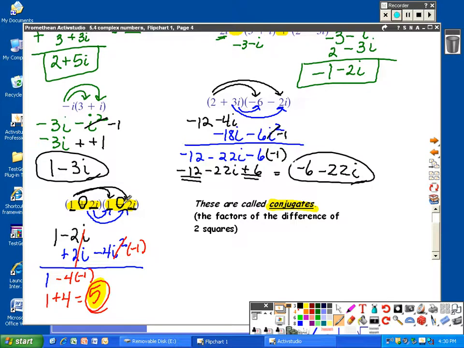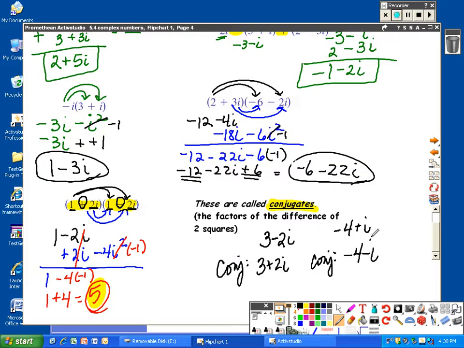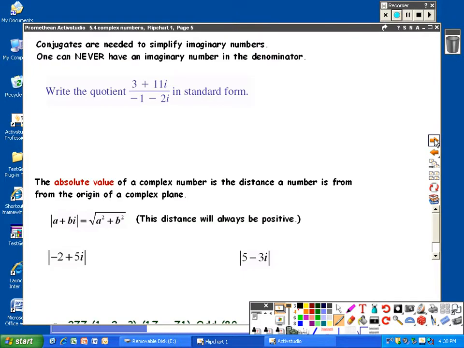So if I say 3 minus 2i, what would its conjugate be? 3 plus 2i. How about if I say negative 4 plus i? What would its conjugate be? Negative 4 minus i. Now the reason you're going to need that is because we need to simplify some i expressions. Conjugates are needed to simplify imaginary numbers.